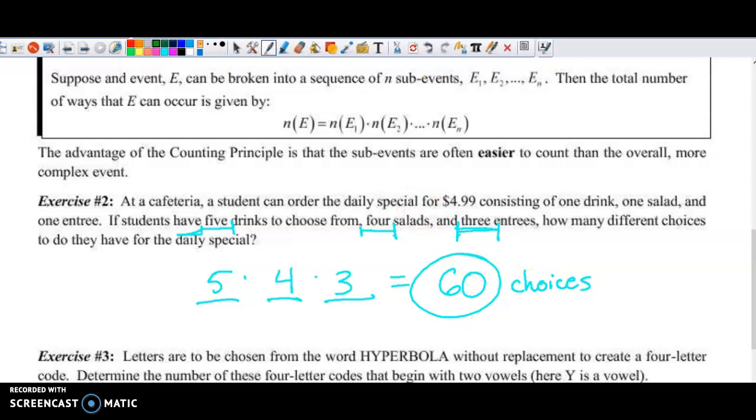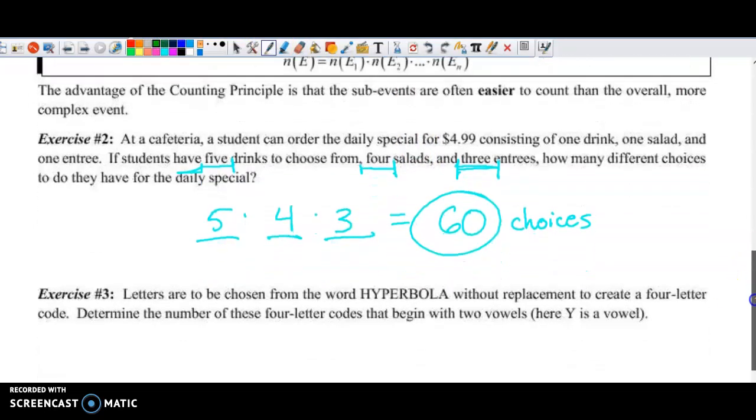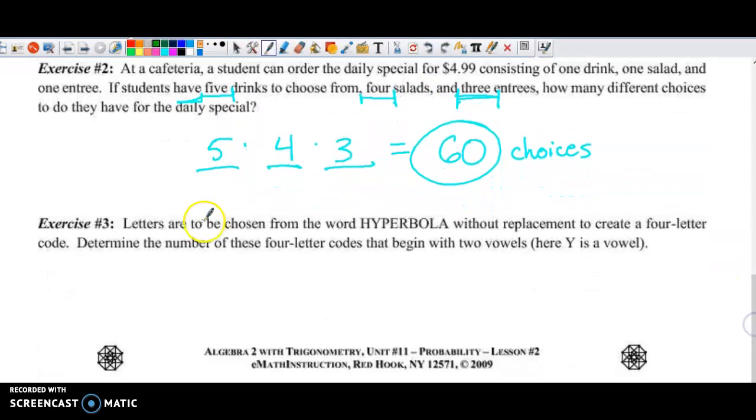Let me pick a bolder color as I move forward. And what we have next is getting you to see the number of these 4-letter codes that begin with 2 vowels. So we're choosing letters from this word, hyperbola. It's a math term. You may not have heard about it yet. Without replacement. So that's important as we're looking at this problem, to create a 4-letter code.